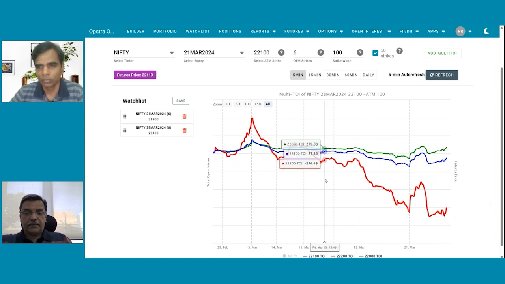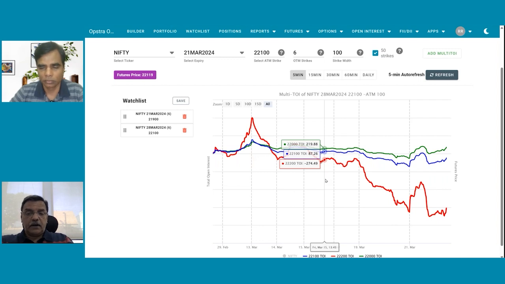22,100 was the at the money, which is in the middle, and 22,000 is the lower strike price, which is the highest. So that is more bullish, which is natural because Nifty never went below 22,000 today. 22,100 was the middle one where Nifty has spent quite a lot of time, and 22,200 is a level where Nifty never went today.